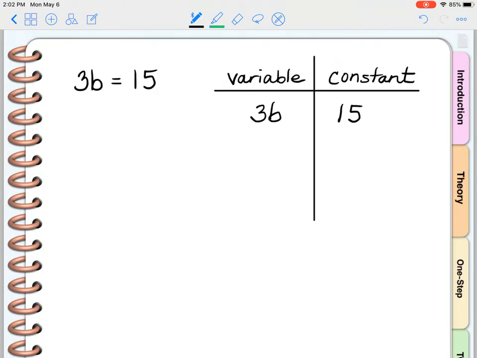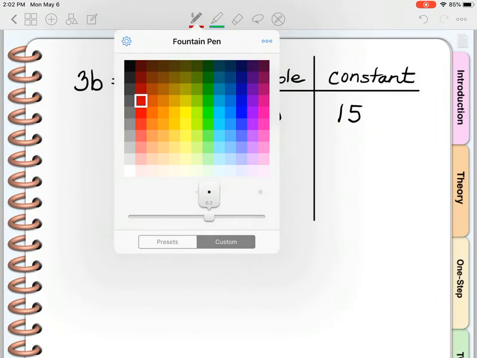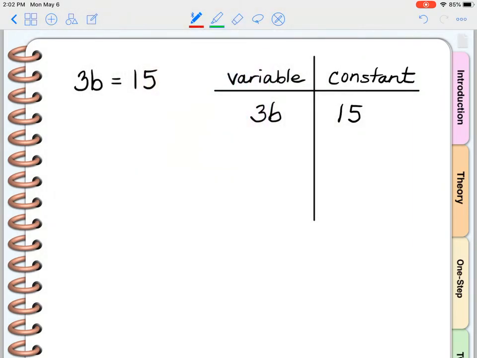And hopefully you can see that that 3 is on the wrong team. The 3 is not a letter, it's a number, so it needs to go over to the constant side. So remember, this is saying 3 times b.